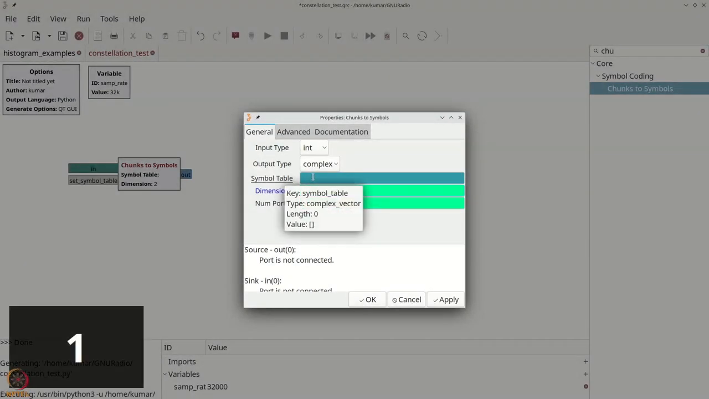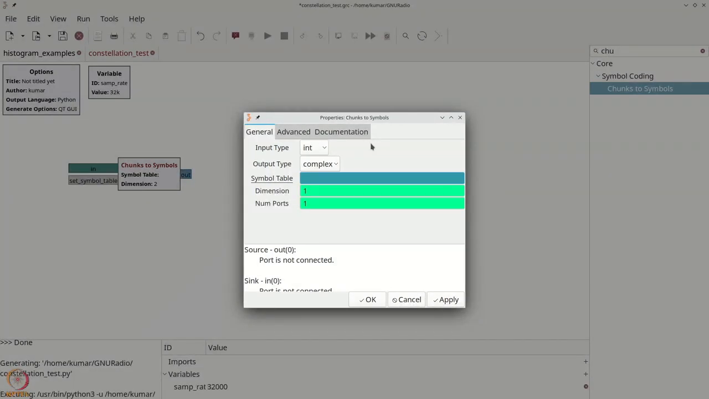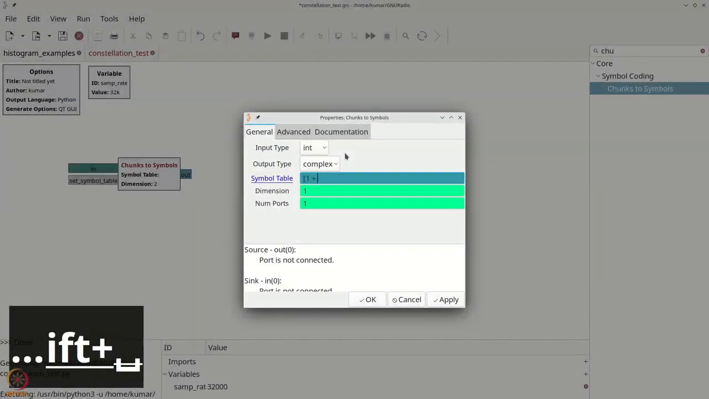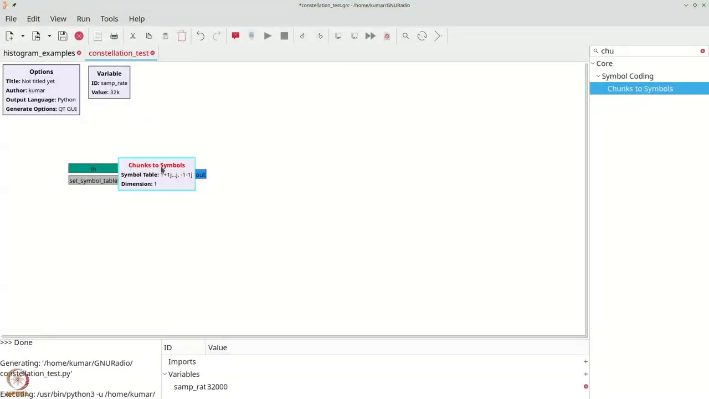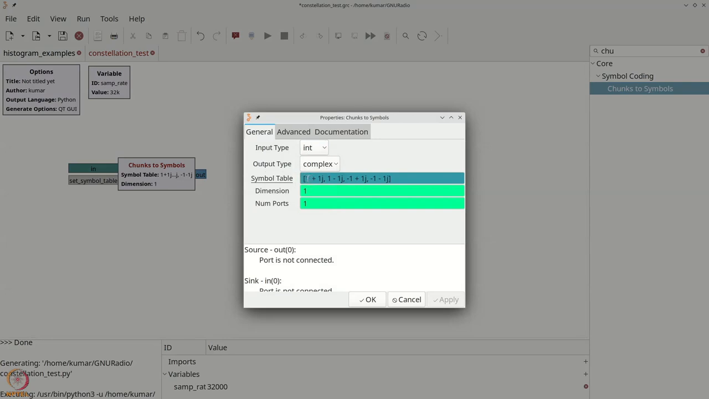We will keep the dimension as 1 and we will start with a commonly used constellation, that is the QPSK or QAM4. We will specify this constellation by placing the constellation elements in a list. So I'm going to say square bracket 1 plus 1j, 1 minus 1j, minus 1 plus 1j, minus 1 minus 1j, and that's it. The integer which you input, if it is 0, then this particular symbol is outputted. If it is 1, then this is output. If it is 2, then this. If it is 3, then this. For convenience for later use, I'm going to change this to a byte. It makes no difference because a byte can also take the value 0, 1, 2 and 3.